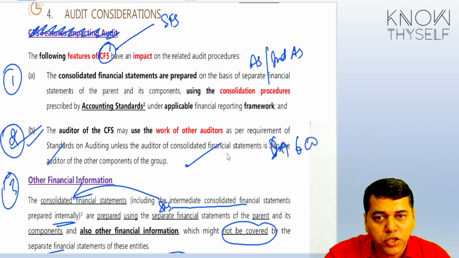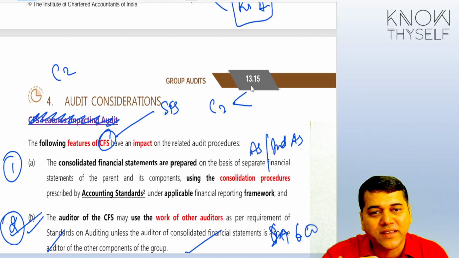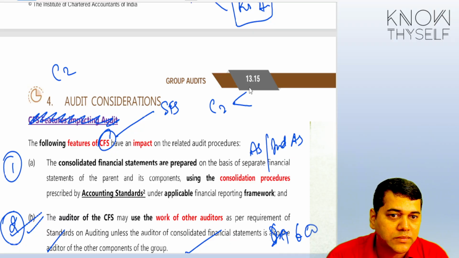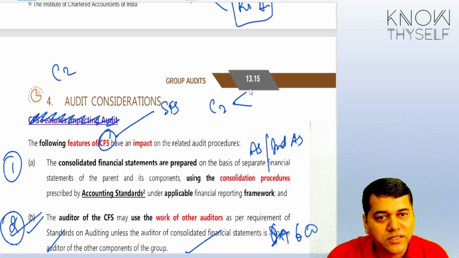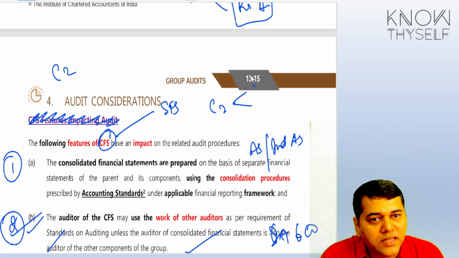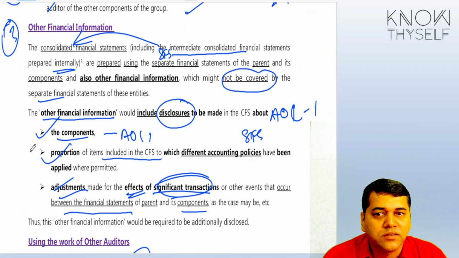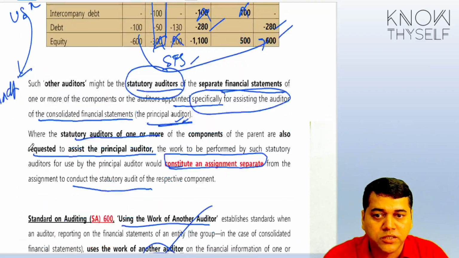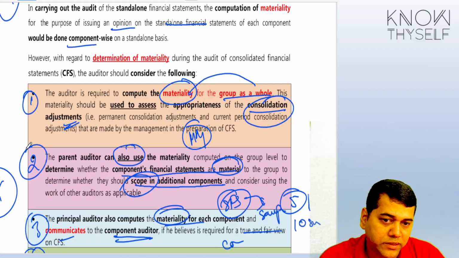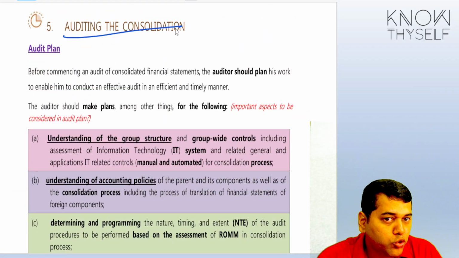Now, concept number 2, you talk about audit considerations. It's like before accepting the engagement, what you should consider. Audit considerations have acceptance procedures, like what framework is applicable, are there other auditors, are there other financial information, what should be materiality for the group as a whole. And then you do the audit, auditing the consolidation. Like how do you do it?